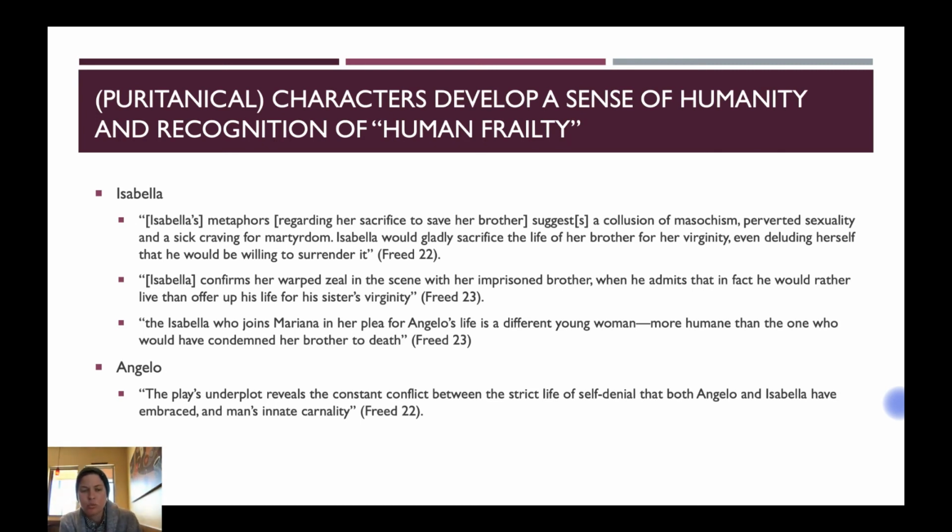And then for Angelo, we see that the play's underplot reveals the constant conflict between the strict life of self-denial that both Angelo and Isabella have embraced and man's innate carnality, right? So we see how Angelo and Isabella are both pushing against this idea that they've been working through this lifestyle that they've chosen, and where they find themselves situated at the end of the play.